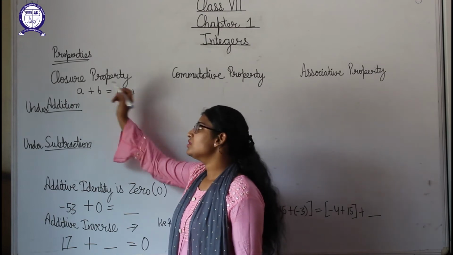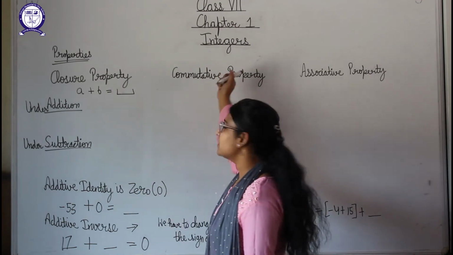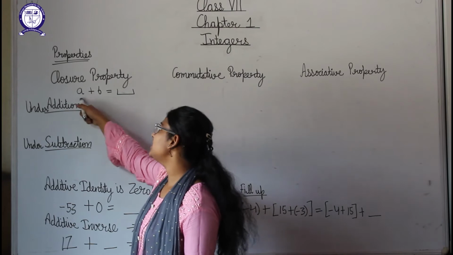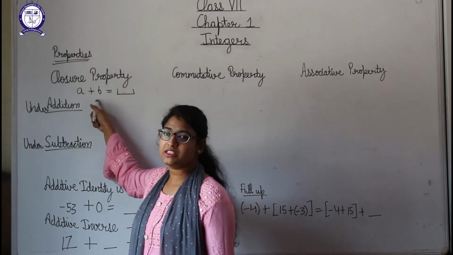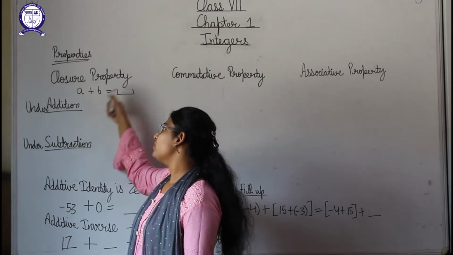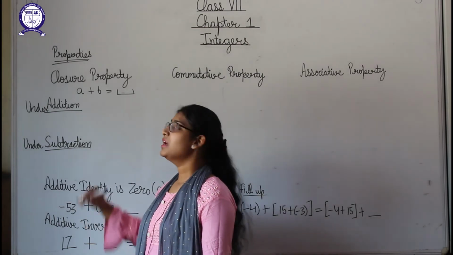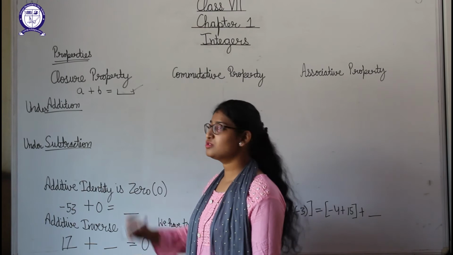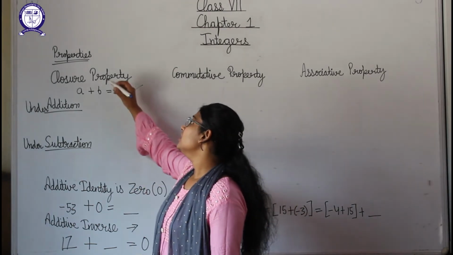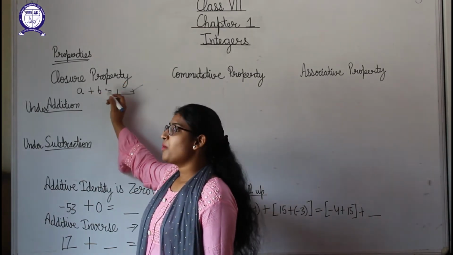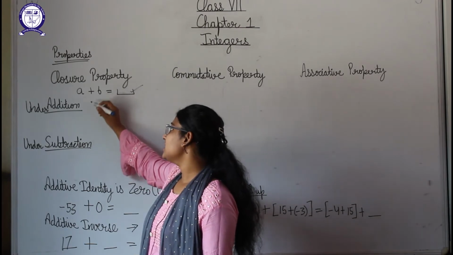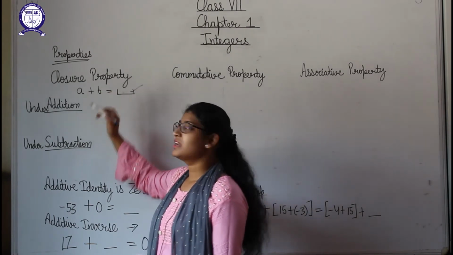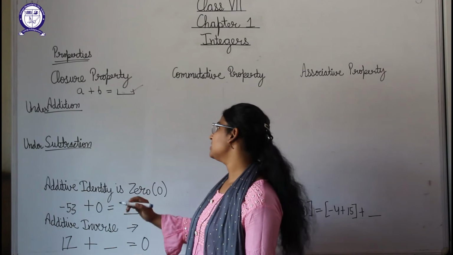Okay, suppose here we are studying integers, so we will take integers in the place of a and b. Okay, and our answer should also be an integer, so that we can say that the closure property is satisfied, or we can say that it is closed under addition. Okay, all the things are the same.